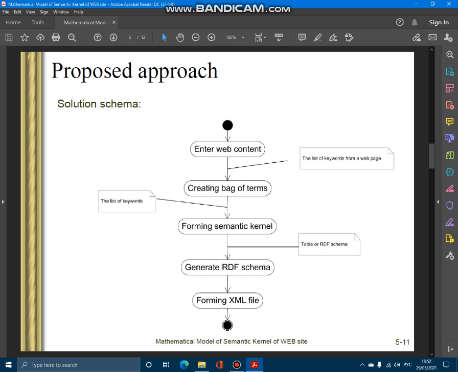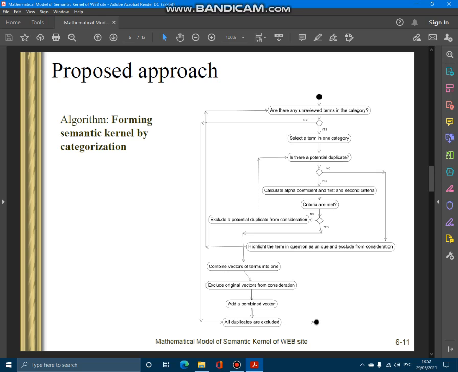The paper proposes a clustering algorithm. Slide number 6. Its main difference is that you need to take into account overlapping terms as well as storylines in web content. This will simplify the semantic kernel as much as possible. This algorithm operates on the basis of the following mathematical model.